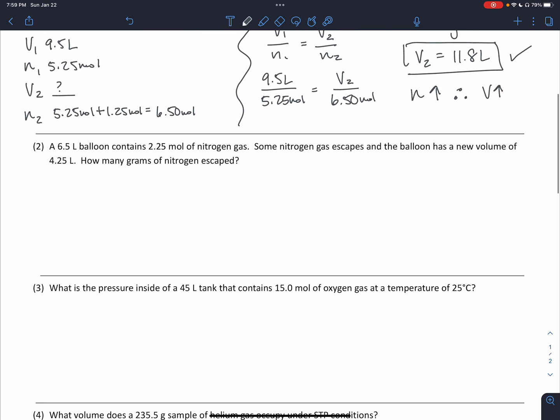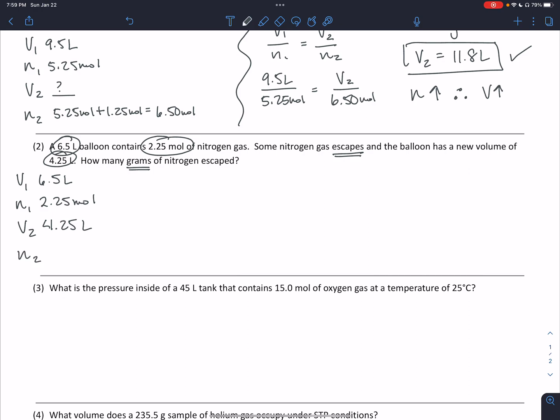All right, let's slide down to this next one. A 6.5 liter balloon contains 2.25 moles of nitrogen gas. Some nitrogen gas escapes, and the balloon has a new volume of 4.25. How many grams of nitrogen escaped? All right, so let's write down what we know. We have a volume value of 6.5 liters, and along with that, an amount of gas of 2.25 moles. We then lost some gas, and we have a new volume of 4.25 liters.